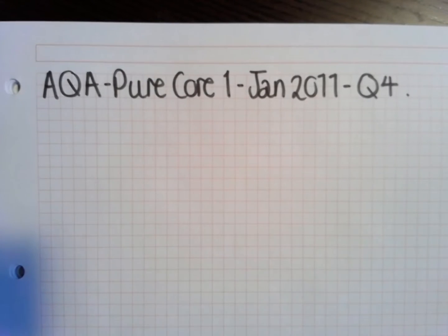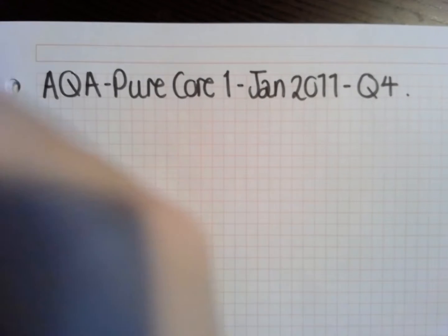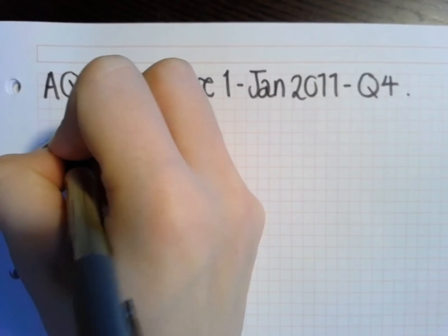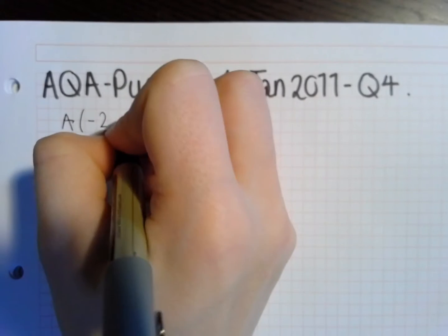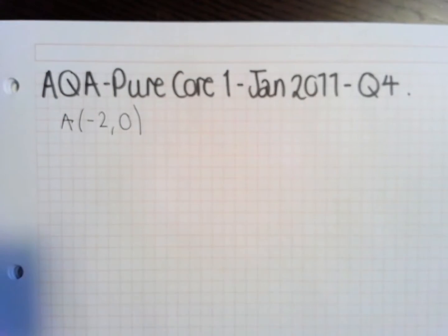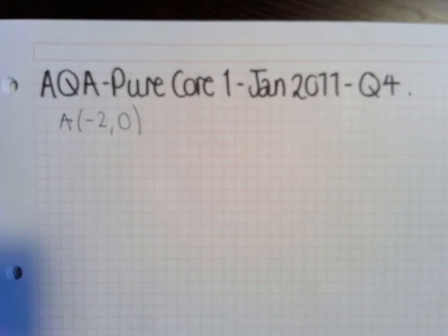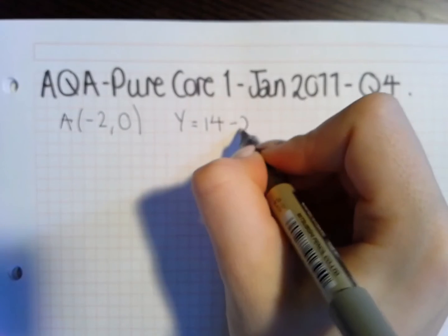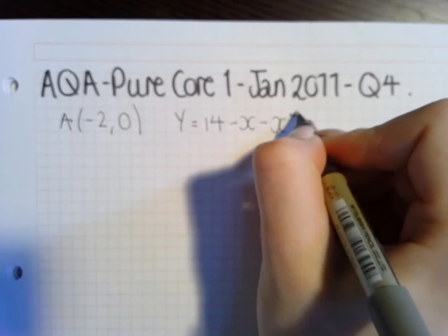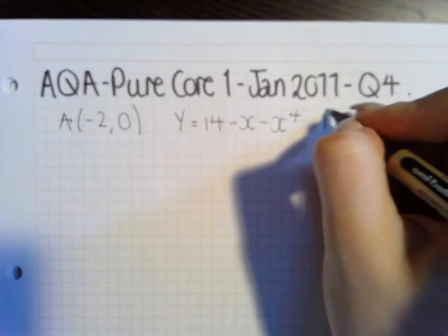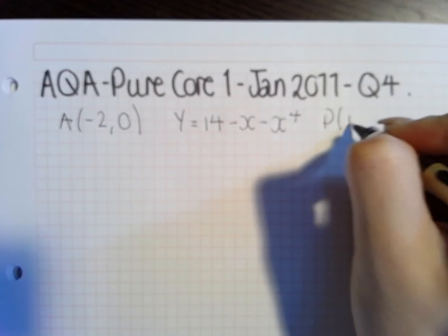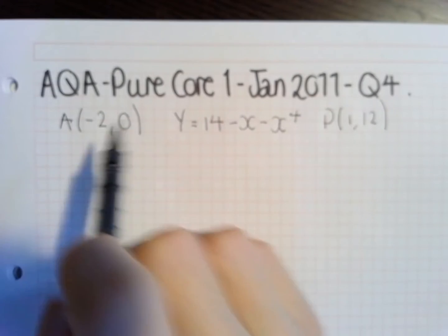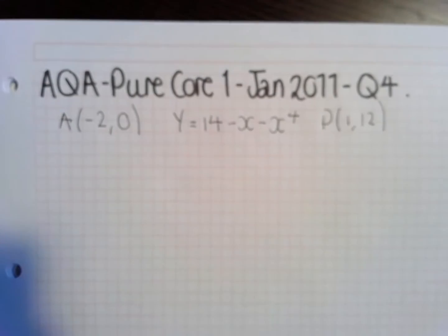Hello, this is AQA Pure Core 1, January 2011, question 4. It says that the curve sketched below passes through the point A, which is minus 2, 0, so it's on the x-axis, and the curve has the equation y equals 14 minus x to the power of 4. The point P is 1, 12, and that also lies on this curve. So these two points lie on this curve.